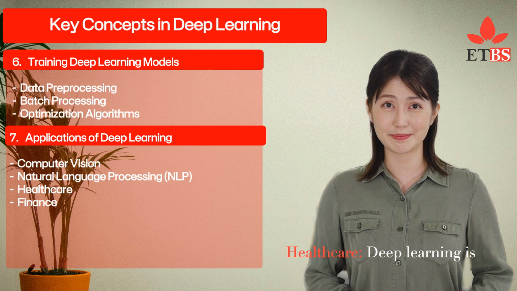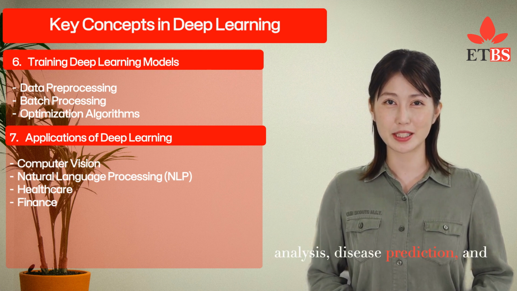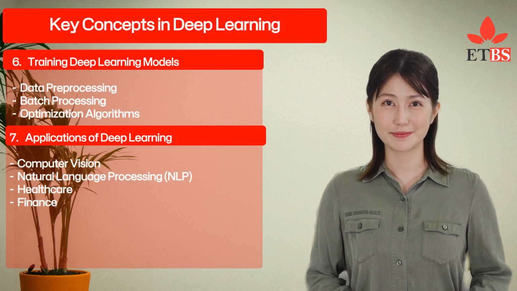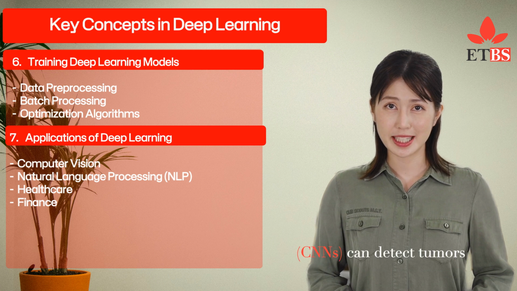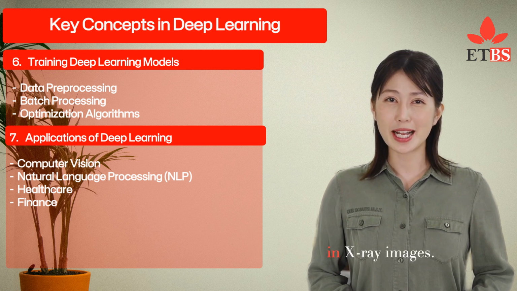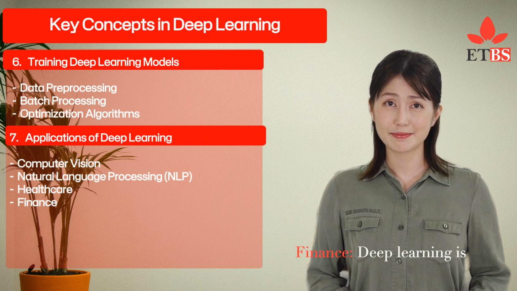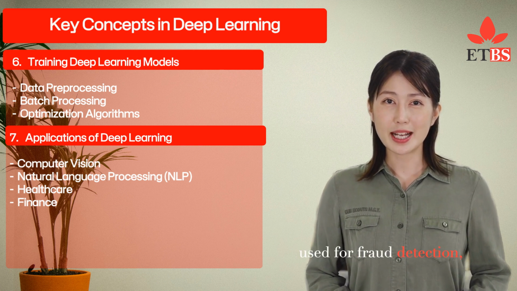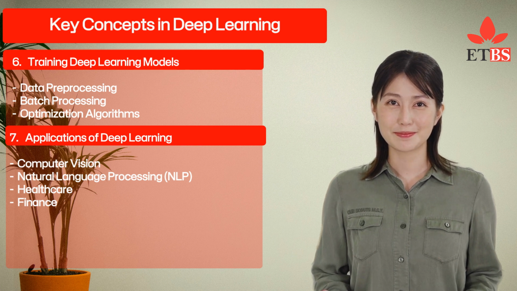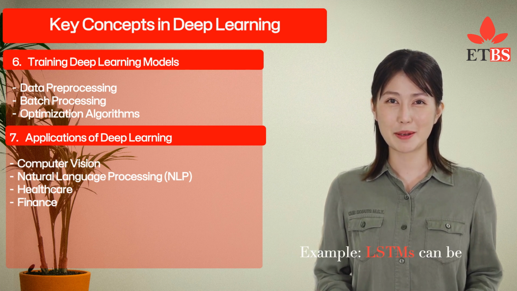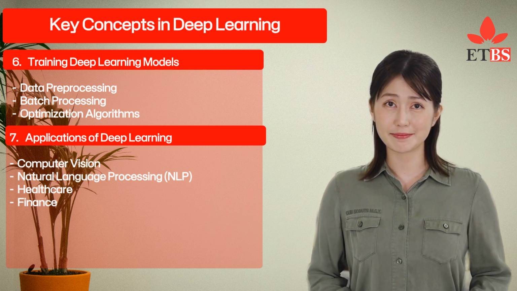Healthcare. Deep learning is used in medical image analysis, disease prediction, and drug discovery. Example: convolutional neural networks, CNNs, can detect tumors in X-ray images. Finance. Deep learning is used for fraud detection, stock price prediction, and credit scoring. Example: LSTMs can be used for predicting time series data such as stock prices.